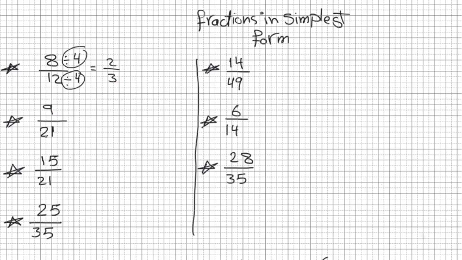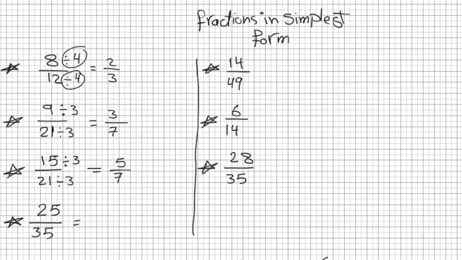9 over 21. We can divide both by 3. 9 divided by 3, 3. 21 divided by 3, 7. The fraction is in simplest form. 15 over 21. I can divide both also by 3. 15 divided by 3, 5. 21 divided by 3, 7.